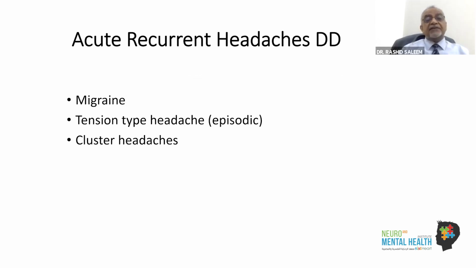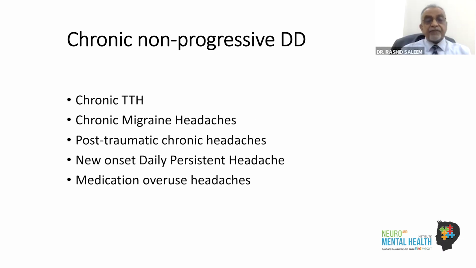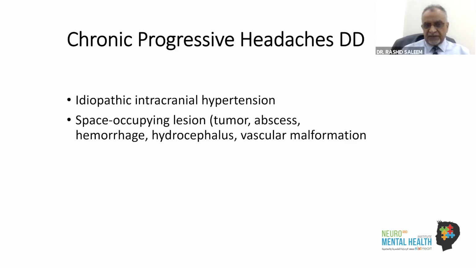Now, acute recurrent headaches, as I mentioned earlier, I'm now fitting the same causes into different headache patterns. This is very important, because when we go to evaluation, we have to apply this approach. So migraine headache, tension type headache, and cluster headaches. Chronic progressive headaches, which I mentioned earlier: chronic tension type, chronic migraine headaches, post-traumatic, new onset daily persistent headaches, and medication overuse. Okay, chronic progressive headaches: idiopathic intracranial hypertension, space occupying lesions, we have discussed.